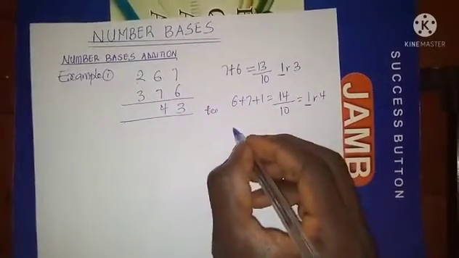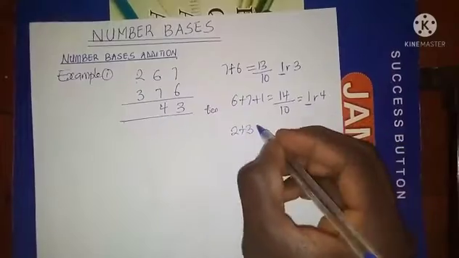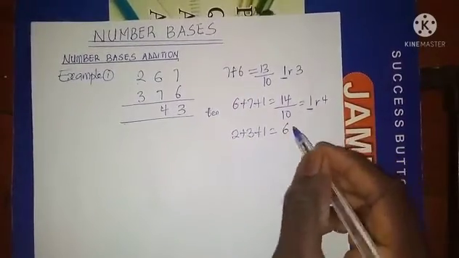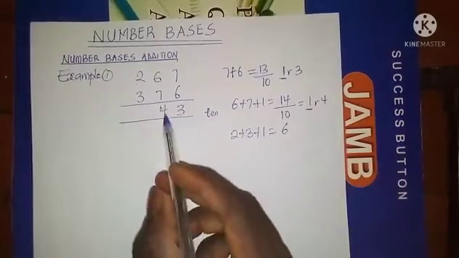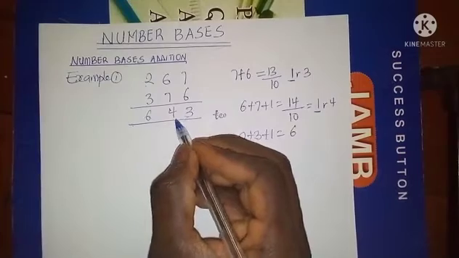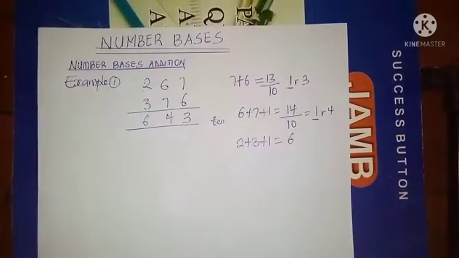So you come to this place, 2 plus 3, then plus this one, and this is 6. So this is not up to 10. You can write it. So our answer is 643 base 10.